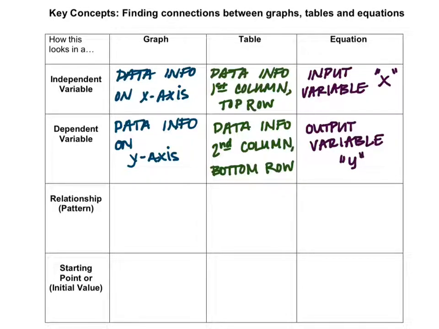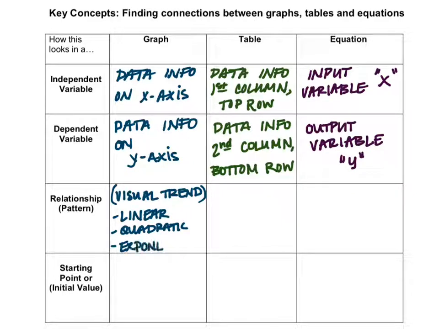If I shift now to look at the relationship or the pattern between the graph, table, and equation, how this looks, in a graph, the pattern is very visual. It's a visual trend. It could be linear, so that would be graphed as a line. It could be quadratic. It could be exponential. And we'll get a look at what those graphs will look like on the back side of this sheet.